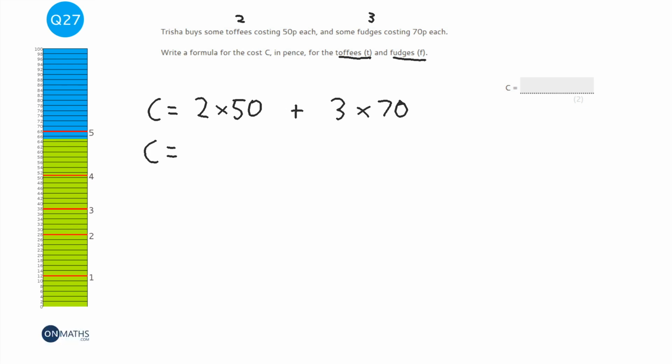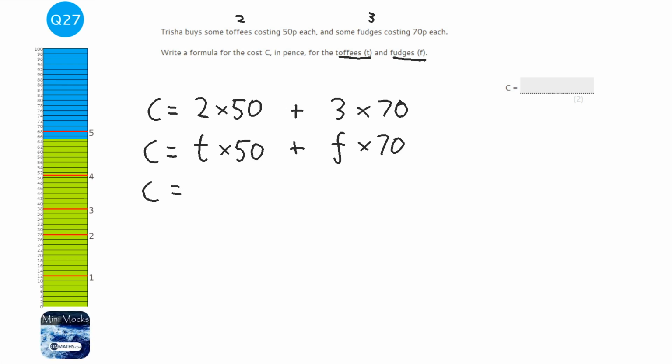So instead of 2 toffees, we have T toffees. And instead of 3 fudges, we have F fudges. And in algebra, we always put the number before the letter and we don't show the times sign. So it's 50T plus 70F. Now be careful, it does want the cost in pence, but sometimes it wants it in pounds. So if it wants it in pounds, it'd be 0.5T plus 0.7F. So the answer is C equals 50T plus 70F. And that can be either way around.